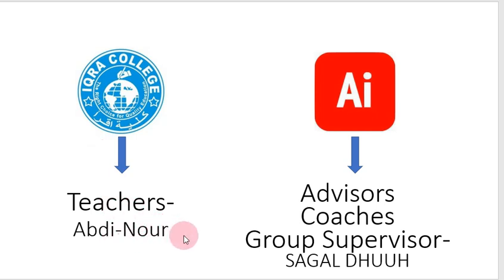So we have many teachers, for example, Teacher Abdinur, Anwar, many other teachers, and they're the ones correcting lessons, just giving quality feedback for you, okay? But in this group, there are no teachers. In this group, we have people called advisors and coaches and group supervisors. And so who are these people?